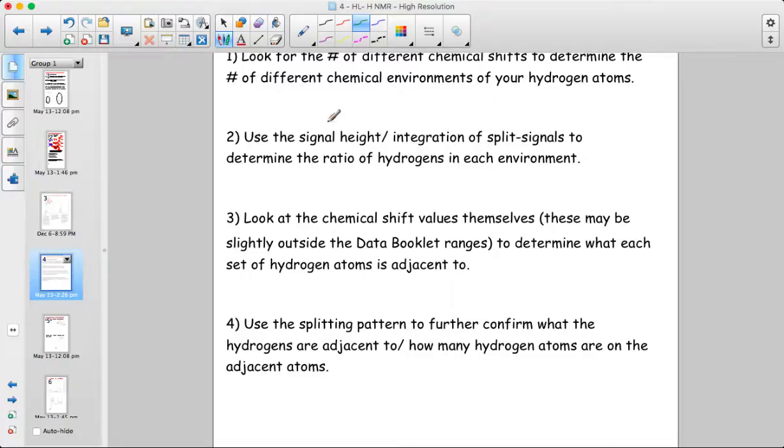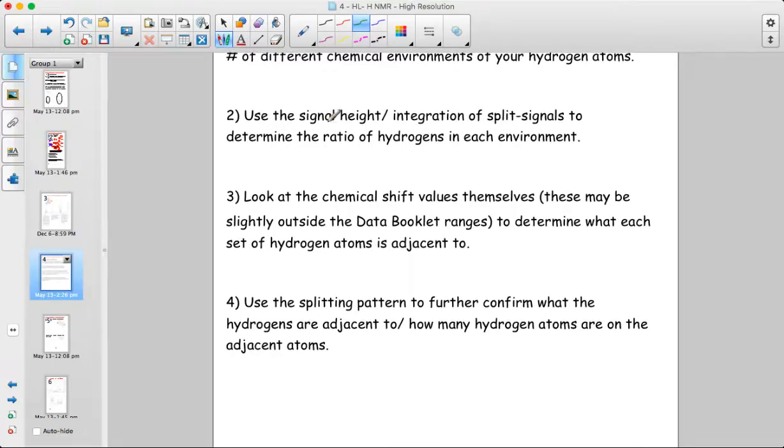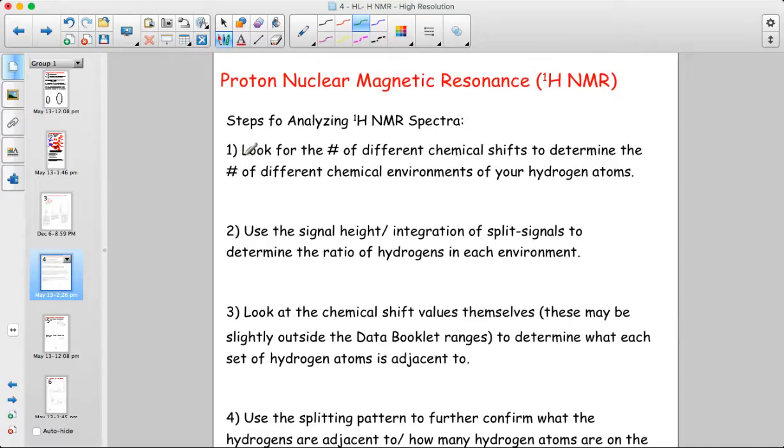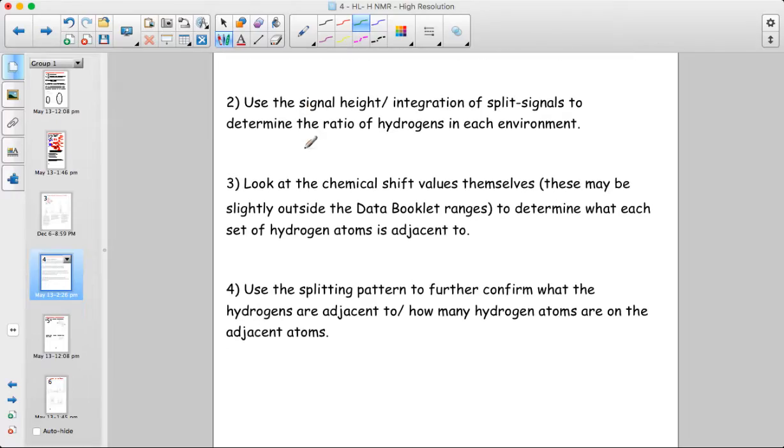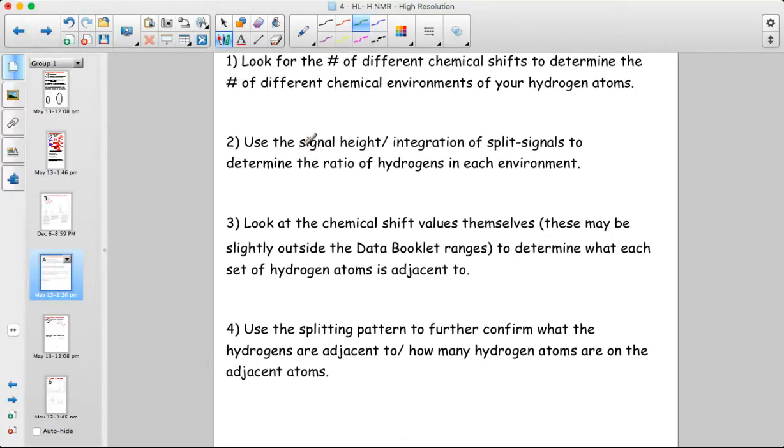Are they on methyl groups? Are they in the middle of a carbon chain? Are they the H on a hydroxyl group? Are they the H on a carboxyl group? Are they next to an alcohol group? Things like that. And now finally, we can use the splitting pattern to further confirm how many hydrogen atoms the exact hydrogens we're caring about, our chemical environment, are next to. So it helps us figure out more about the structure and confirm about the neighboring carbon atoms to the hydrogens that we're looking at. So there's a lot of different steps that go into HNMR, but it's a very, very useful technique for helping us figure out things about structure.